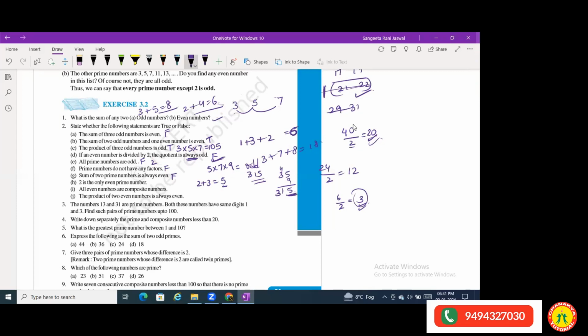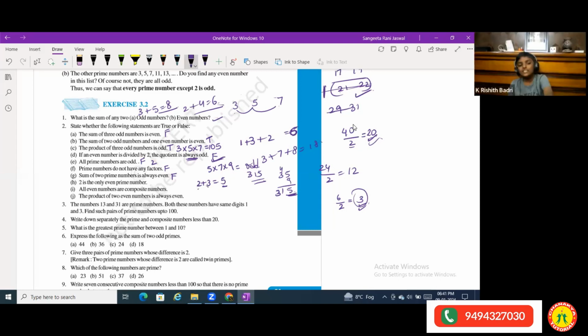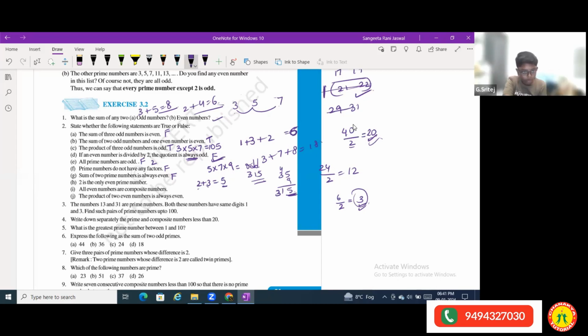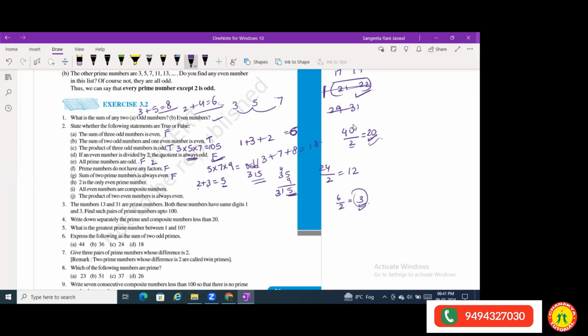So the sum of two prime numbers. It's saying 2 is prime, 3 is prime. Ma'am, I thought it's the sum of two even numbers. No, it's prime numbers. Okay. Now 2 is the only even prime number. Is it? Yes ma'am, 2 plus 5 is 7. So yes, the statement is false. 2 is the only even prime number. So yes, true. Okay.